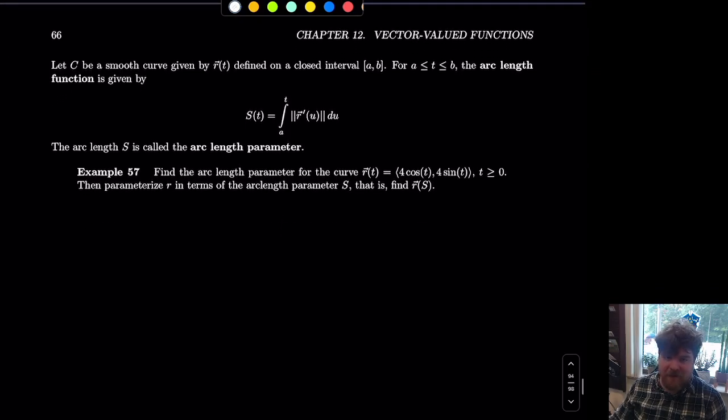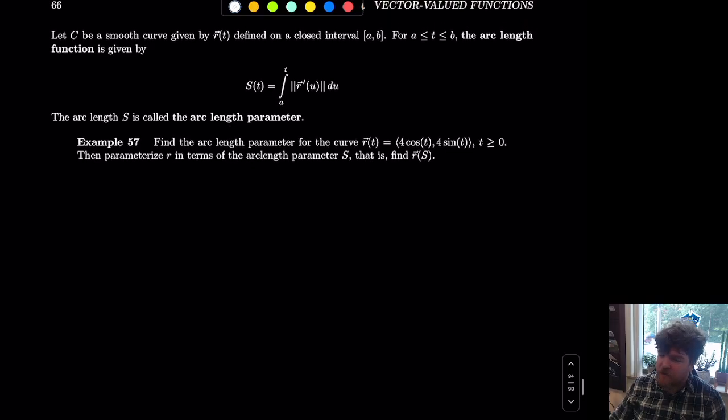This is not going to be something that I want you to stress out a lot about. I just want you to have the idea in your head and know how the process goes in order to work through an example like this. So let's try example 57.